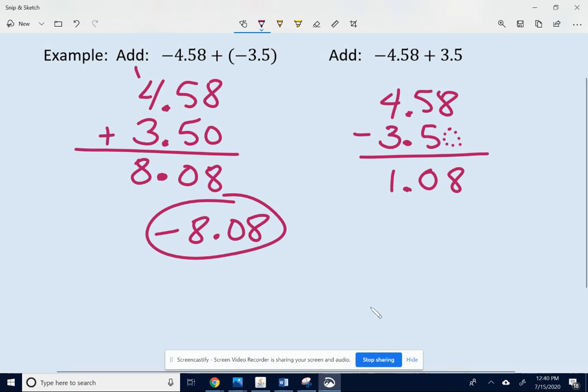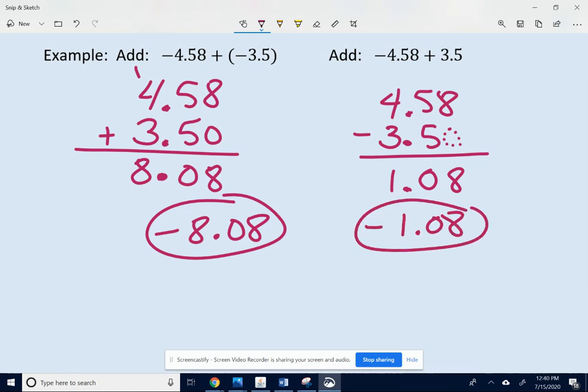But we need to keep the sign of the bigger absolute value number. Okay, the bigger number is 4.58 and it's negative. So the answer is going to be negative 1.08. Okay, so you're just using the rules for adding positives and negatives. And you also need to keep in mind that when you add or subtract decimals, you have to keep the decimal points lined up. Okay, try the next two problems on your own.